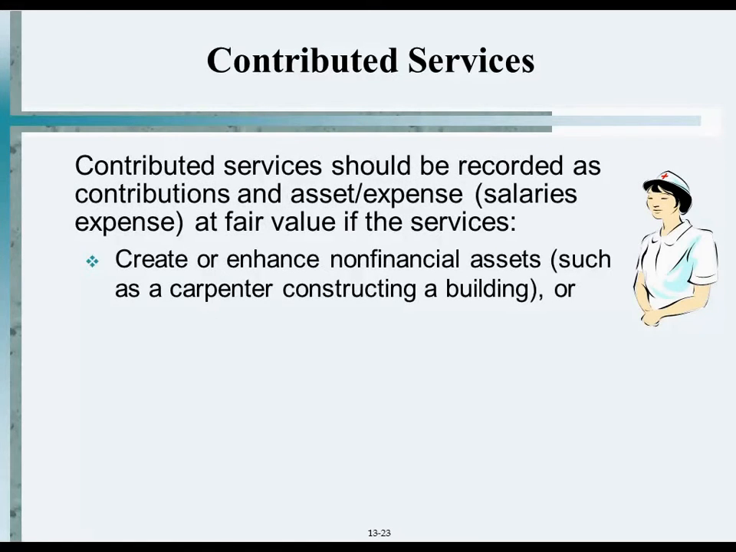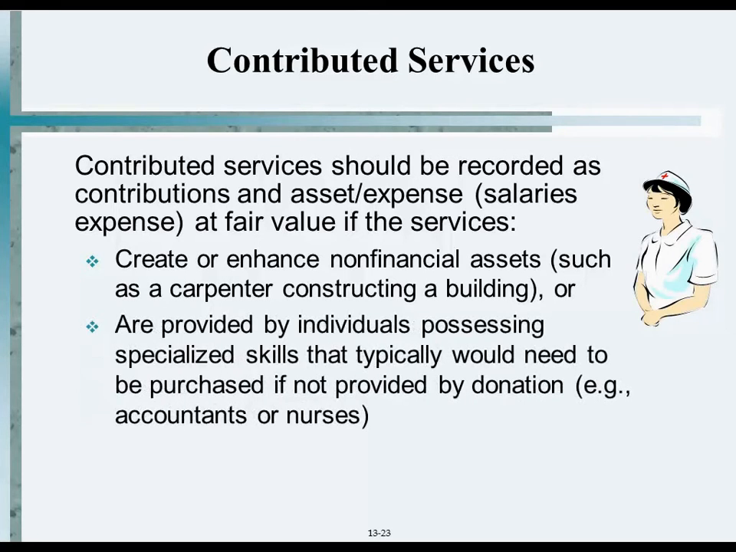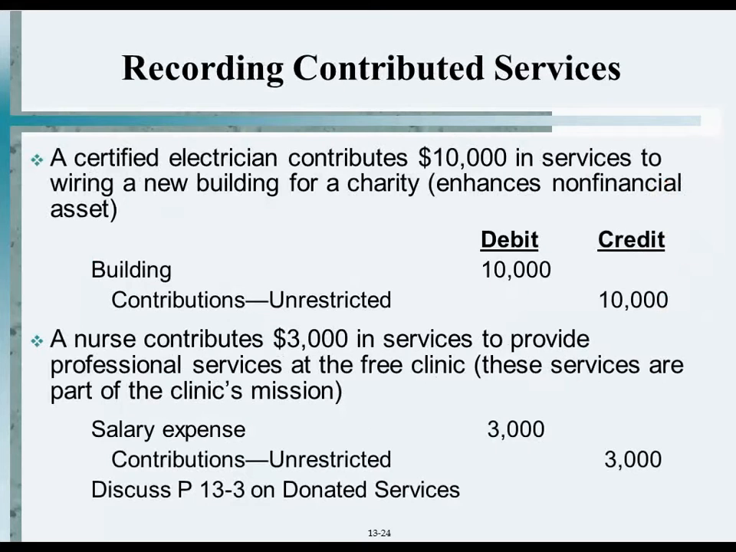And how do you record it? Don't forget how we record it. Because we are not getting cash, you have to debit an asset or an expense account, and then you credit a contribution account. That's how you record this. And here we go. This shows you the entry. As you can see, one is being capitalized and the other one is being recorded as an expense.